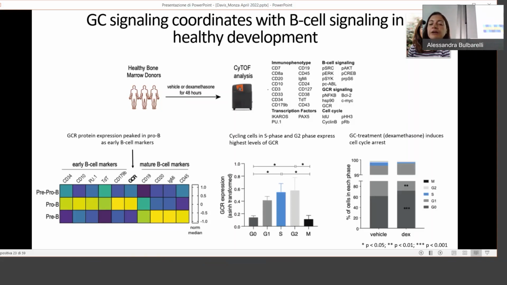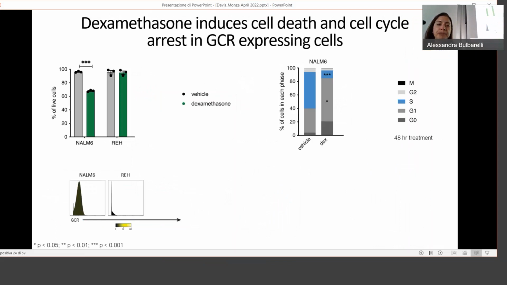And that glucocorticoid treatment, in this case, we always were using dexamethasone, induced cell cycle arrest. So once these cells saw glucocorticoids for 48 hours, they were more likely to arrest in G0 and G1. So we wanted to then look at this in ALL cells, knowing, of course, the importance of glucocorticoids in ALL.